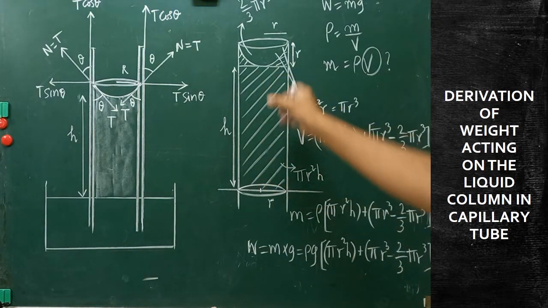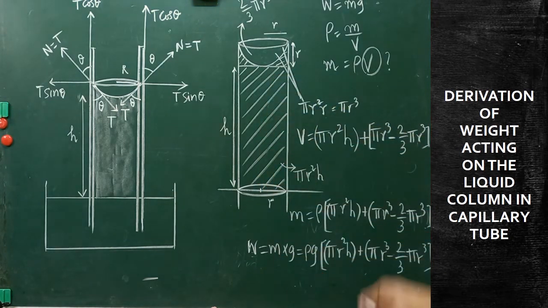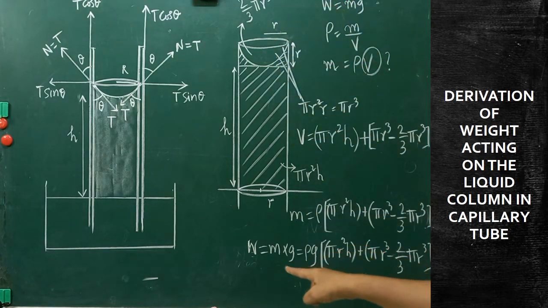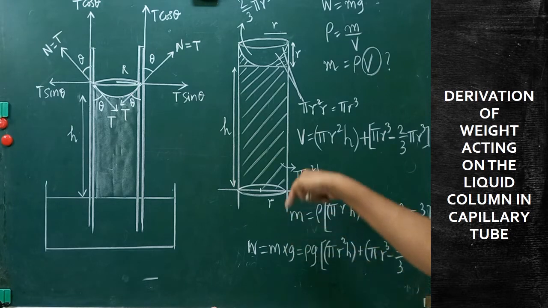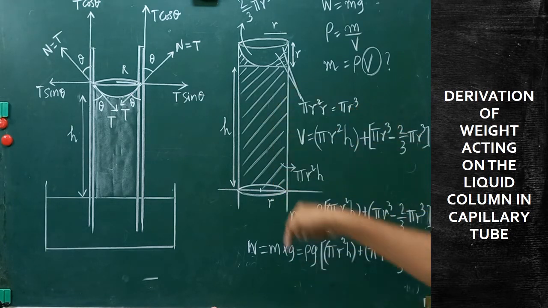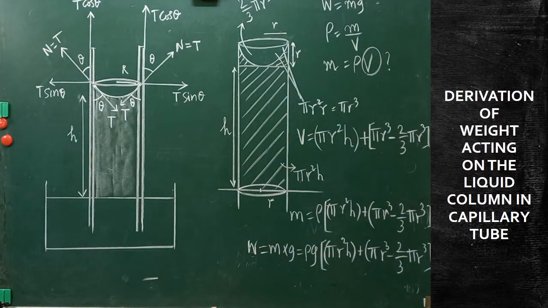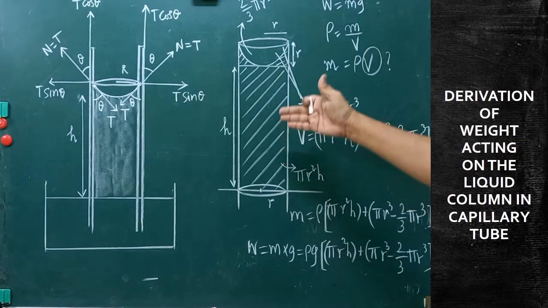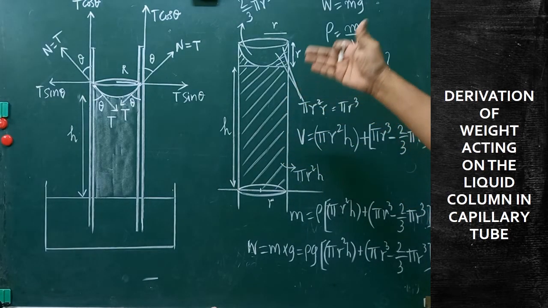Clear? In this liquid column, previously we have calculated the net upward force. Now we have calculated the net downward force, that is, the weight acting downward. Since both the net upward force and the gravitational force, that is weight, are balancing each other, when both are in equilibrium, what will happen? The water will stand up to a certain level, up to a certain height h.